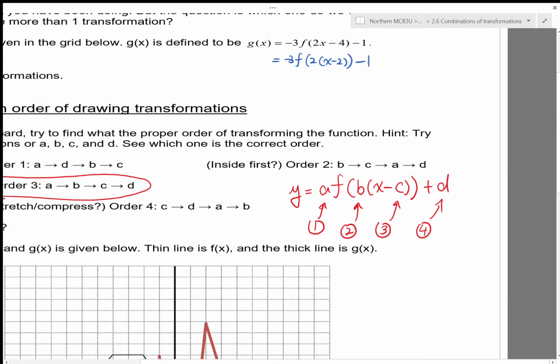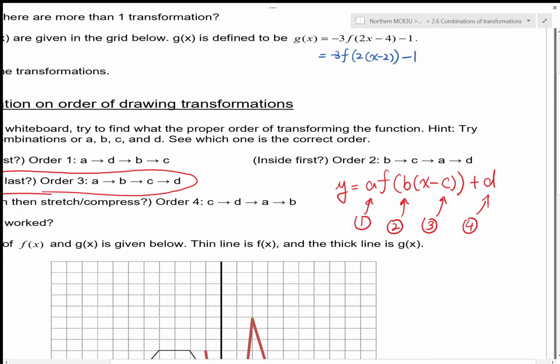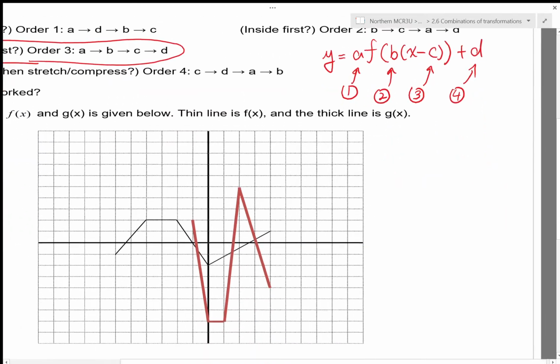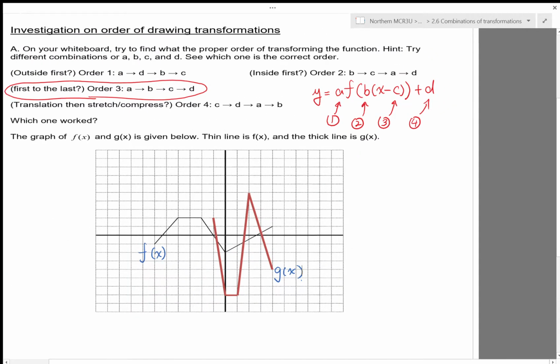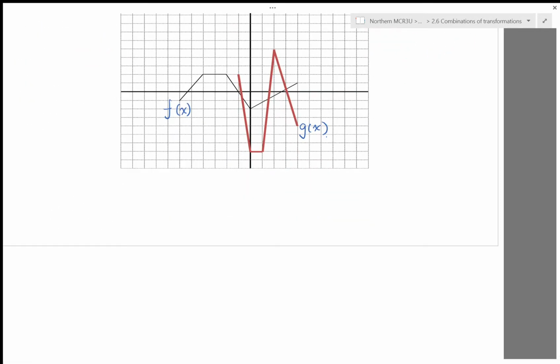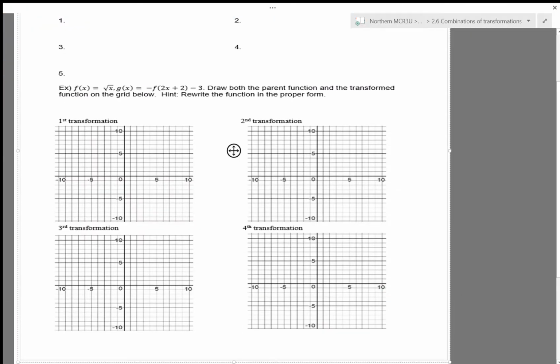So the right order is starting from A and ending with D. Now, if you do so, then you should be getting this. Now, again, this was the f of x, I assume, and this is the g of x, right? That's what I told you in class. So, knowing what that order is, then we go to the next class.